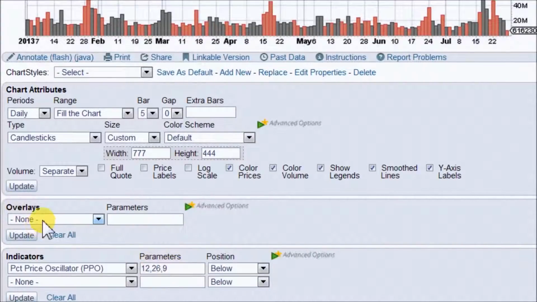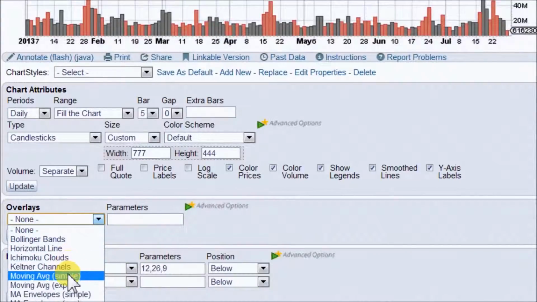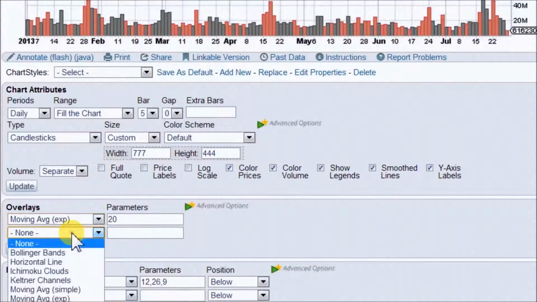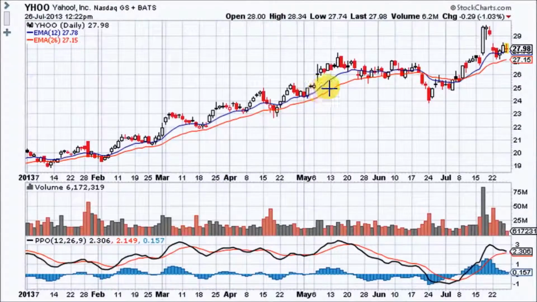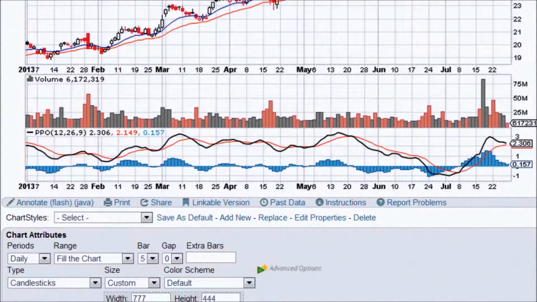So while we're at it, let's go ahead and load up two exponential moving averages at the 12 and 26 period so that you can get an idea of how they relate to the readings on the actual PPO. Go ahead and click Update, and you have the blue 12 EMA, the 26 red EMA, and the PPO, which looks exactly like the MACD, but the only difference is it gives the reading in a percentage.